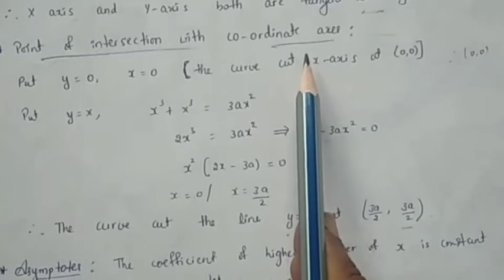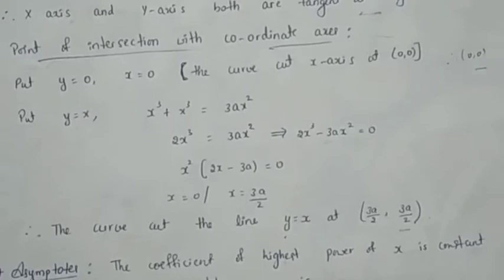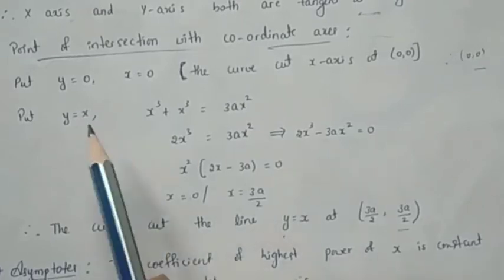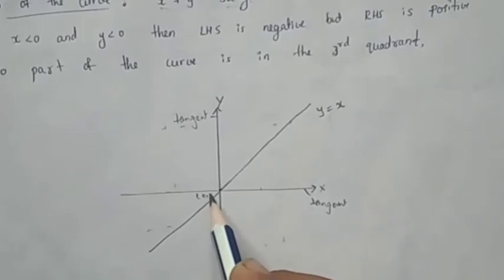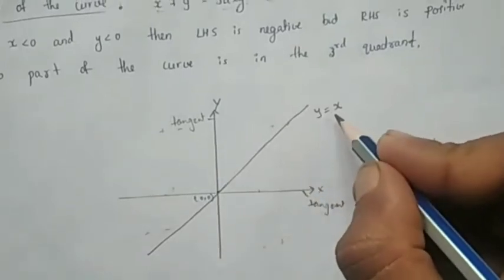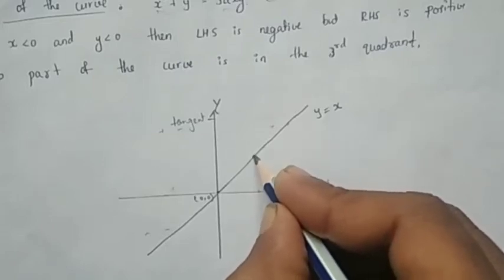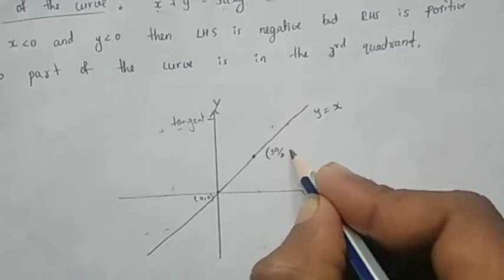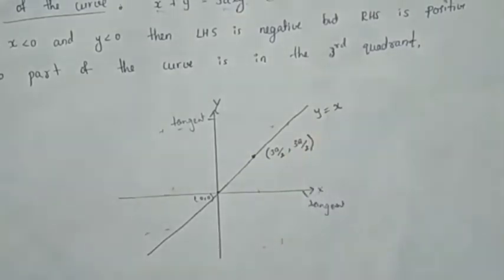The next point is the intersection with the coordinate axes. In this case, (0, 0) is the point of intersection with the coordinate axes. Then at the line y is equal to x, the point of intersection is (3a by 2, 3a by 2). This is the point of intersection with the line y is equal to x.